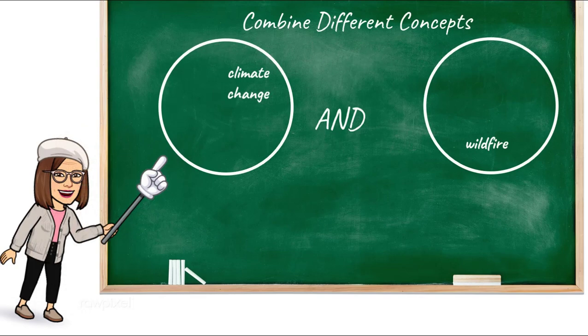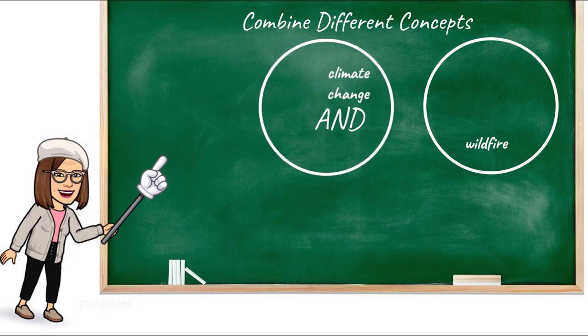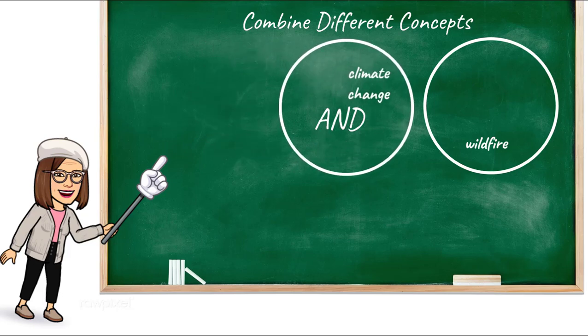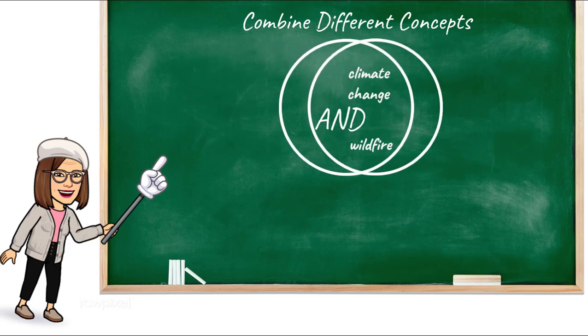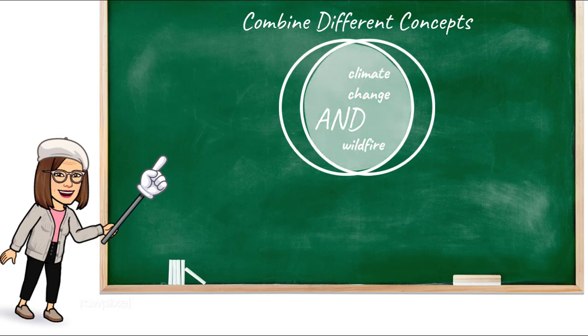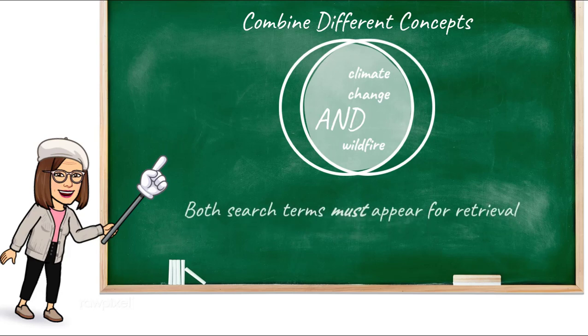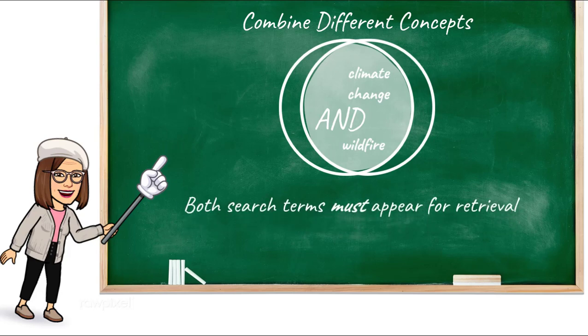To combine different search concepts together, use the Boolean AND. When I combine climate change, using the Boolean AND, with wildfire, the results I retrieve in the database are the intersection of those two individual searches. Both search terms must be present in an article record to appear in that result set. This is helpful as it narrows your search and helps retrieve a focused and manageable result set.